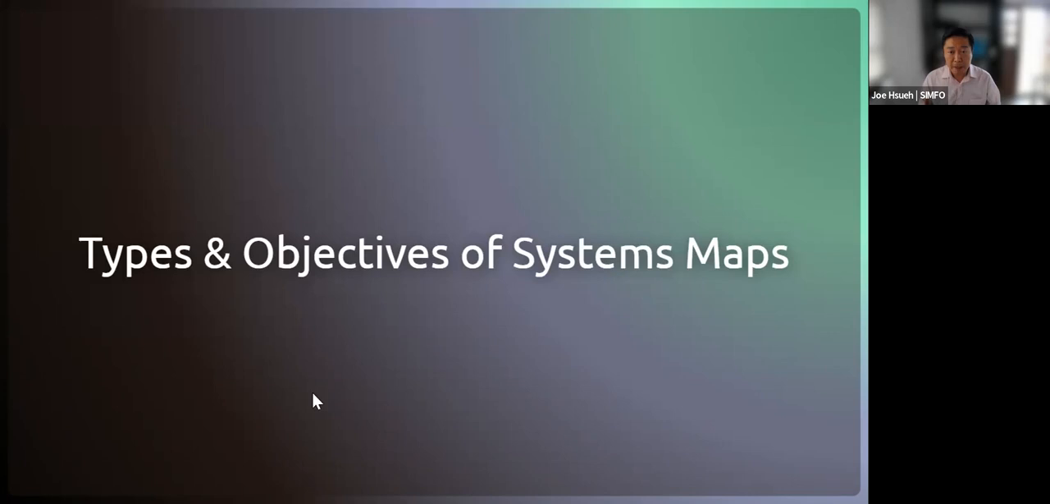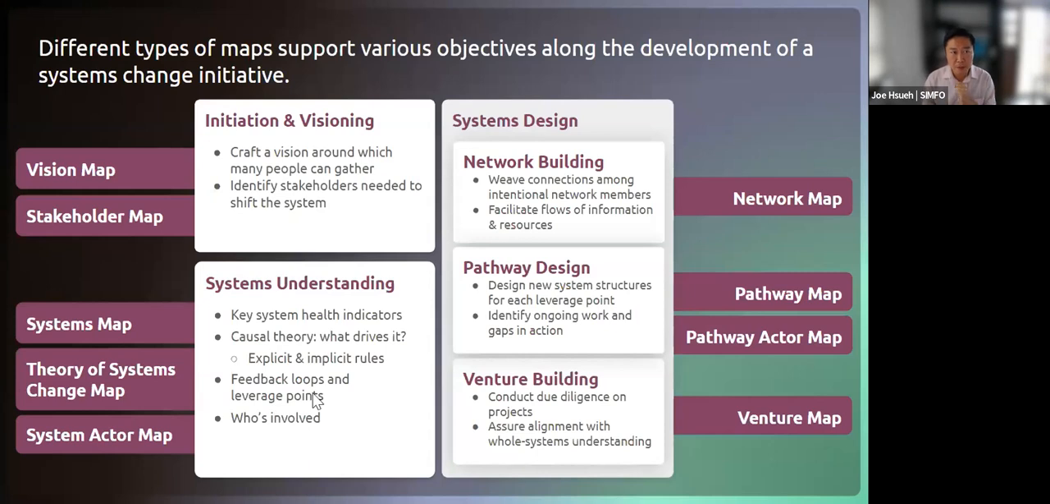So now let's come to the different types of map and the objective. We are using map for facilitating system change. And there are different stages of system change initiative. First stage is initiation and envisioning, right? How do you bring a group of people working on a similar issue towards that same North Star? So initiation, envisioning. We need to craft a vision around what we can gather together and identify those stakeholders needed to shift the system. The two types of map that can help with that are vision map and stakeholder mapping.